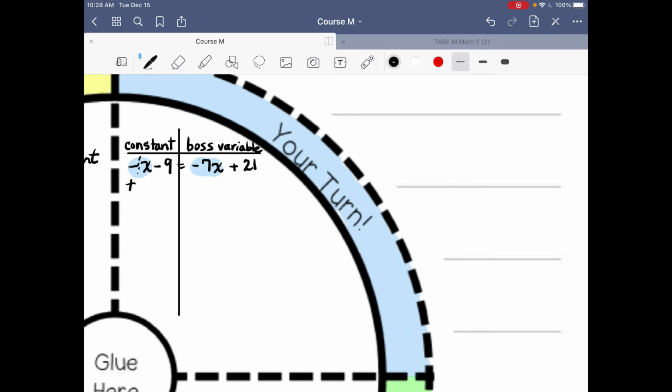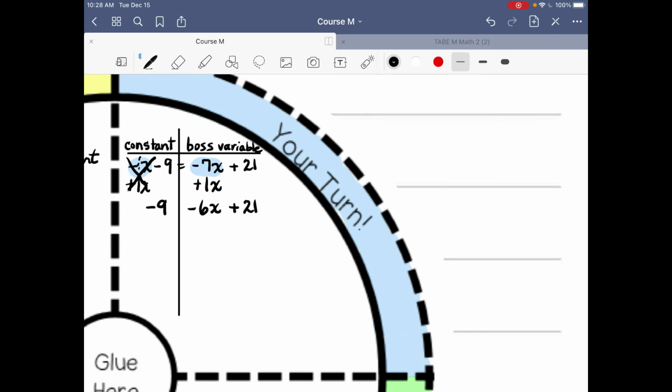I'm going to move the plus 1x over here and cancel it off this side. Be careful when you copy because you don't want to lose that minus 9. It's a negative 9 sitting there. The negative 7 plus 1 leaves me with negative 6x, and copy the 21.